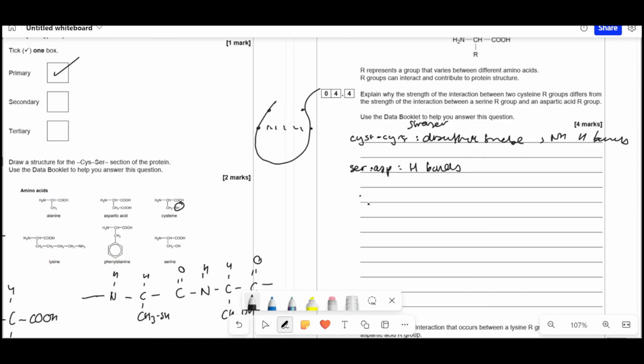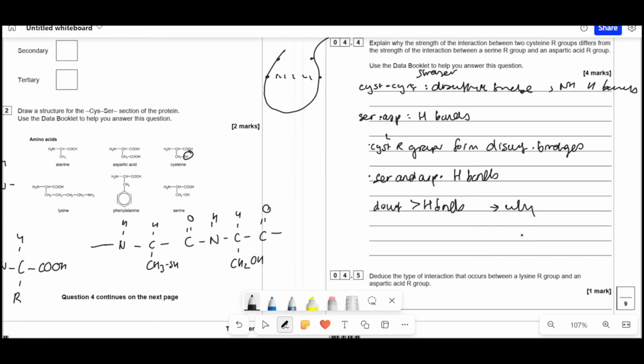So the cysteine R groups, the two of them, form disulfide bridges, whereas the serine and the aspartic acid produce hydrogen bonds. That's what holds them together. So disulfide bridges must be stronger than hydrogen bonds. That's the only difference between them, and you need to explain why. What's the difference between disulfide bridges and hydrogen bonds?